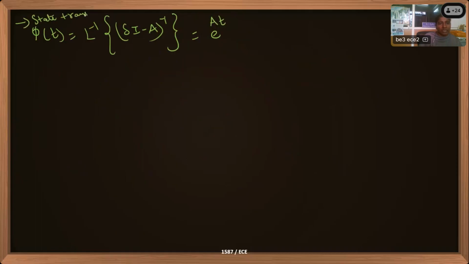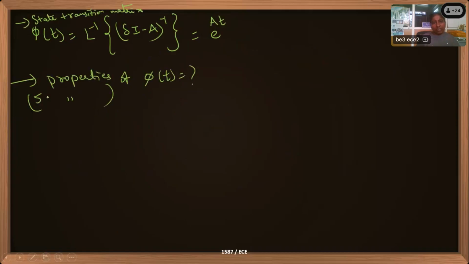Now the properties of the state transition matrix. Five properties of pi of t are there. You please check. If I write all of them, it will be time taking for you. Please check the notes.